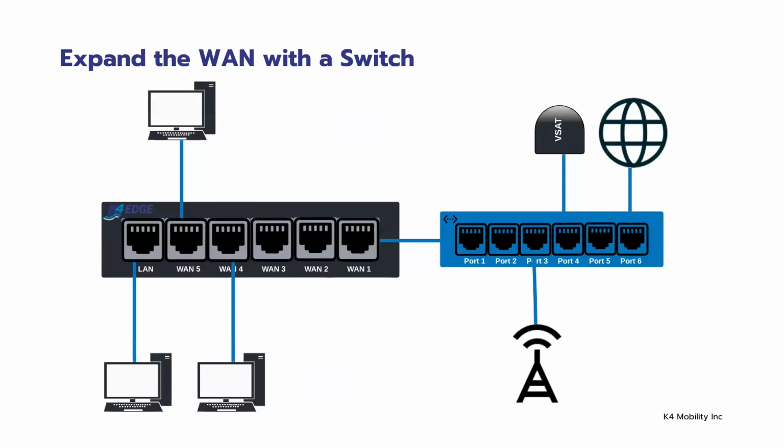Or if you need more WAN interfaces than the hardware will support, you can add on a WAN switch and connect as many WAN interfaces as you need. So let's say if you have 7 WAN interfaces, you can connect in a 7-port switch or 8-port switch, connect the multiple LTE, multiple VSAT connections in, and then trunk that connection to the K4 Edge system and create those interfaces on the K4 Edge platform.